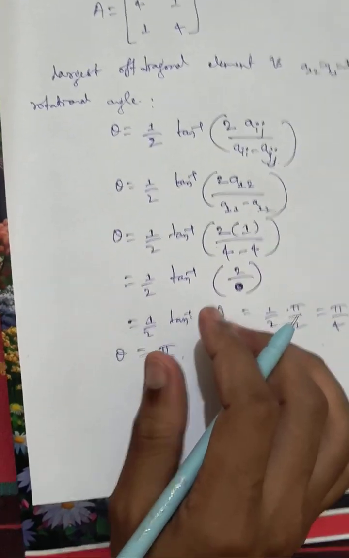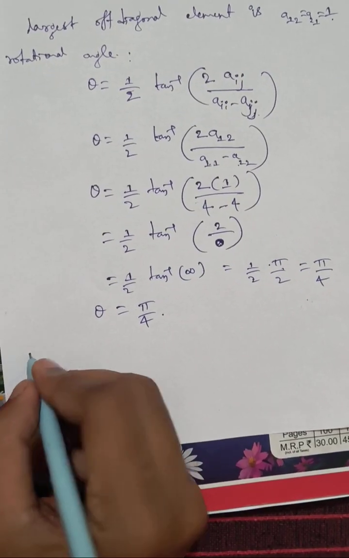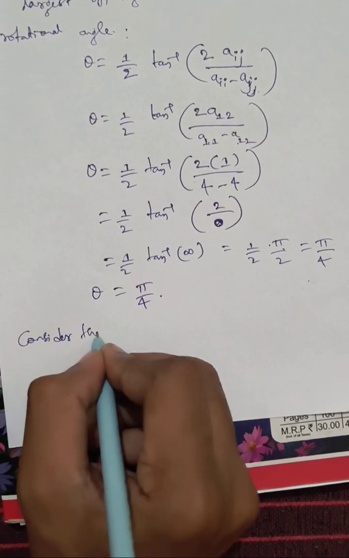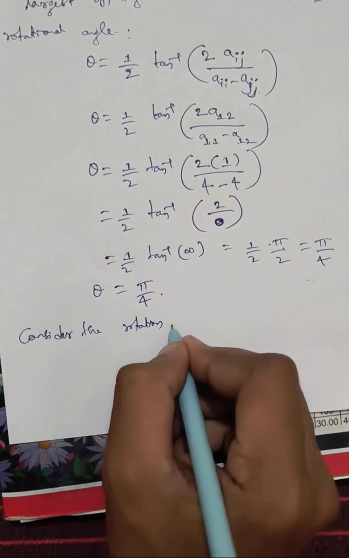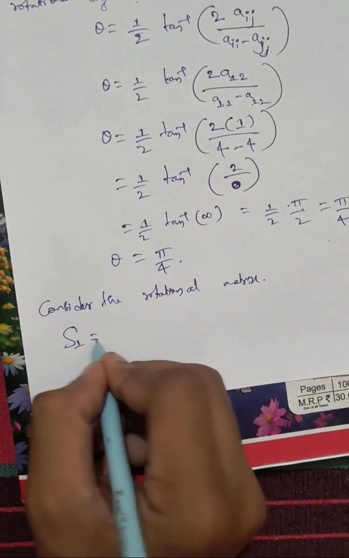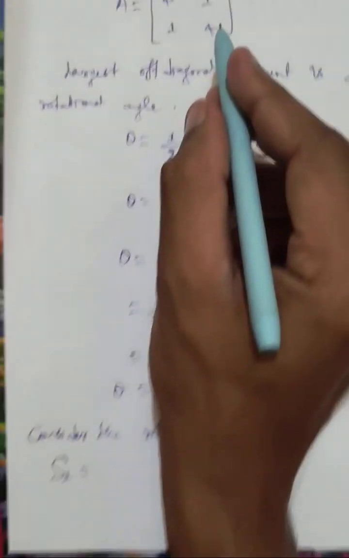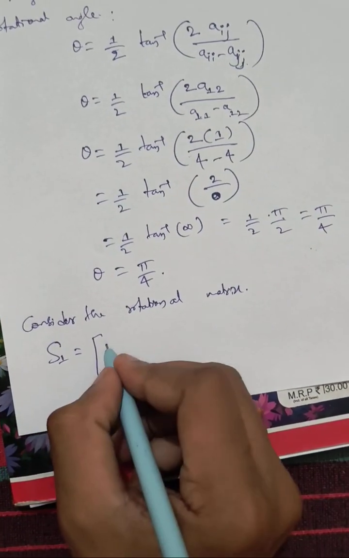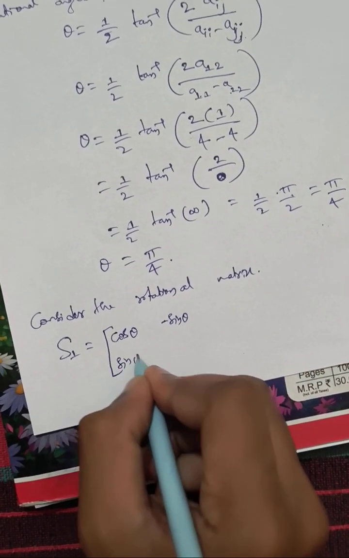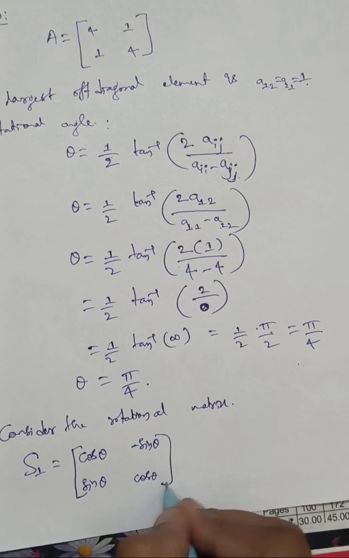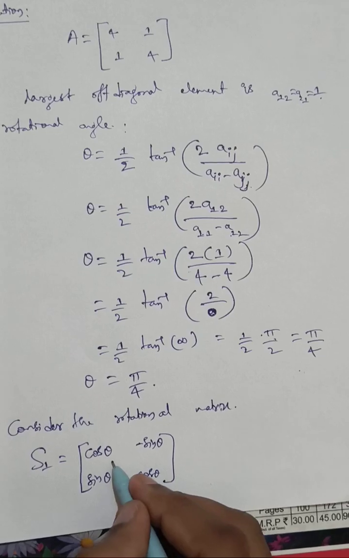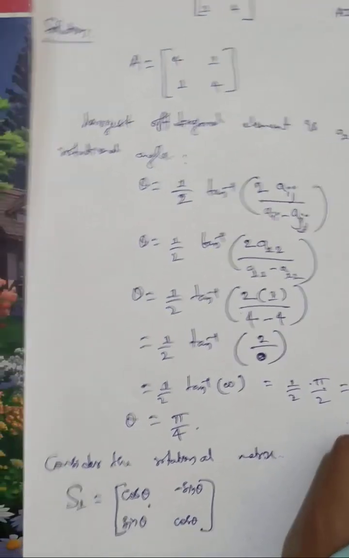Is it clear, students? Now let us consider the rotational matrix, or the orthogonal matrix. S1 is equal to, since it is a 2 cross 2 matrix, cos theta, minus sin theta, sin theta, cos theta. This is the rotational matrix we have to consider. Now substitute the value of theta into this matrix.